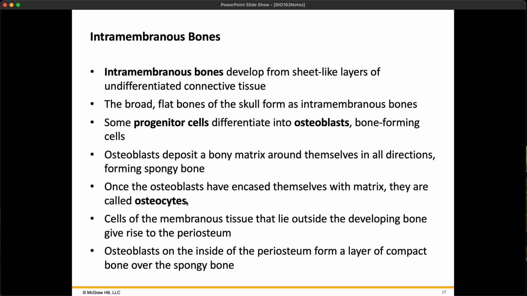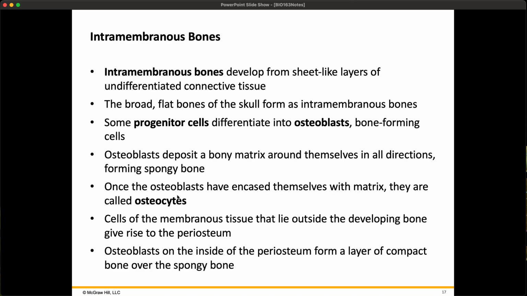They're considered osteocytes because their structure starts to shift and change. And so osteoblasts become osteocytes. Specifically, I know we've been talking about osteocytes already as a general bone cell. It's because osteocytes can then produce more osteoblasts. Cells in the membranous tissue that lie outside the developing bone start to create the periosteum.